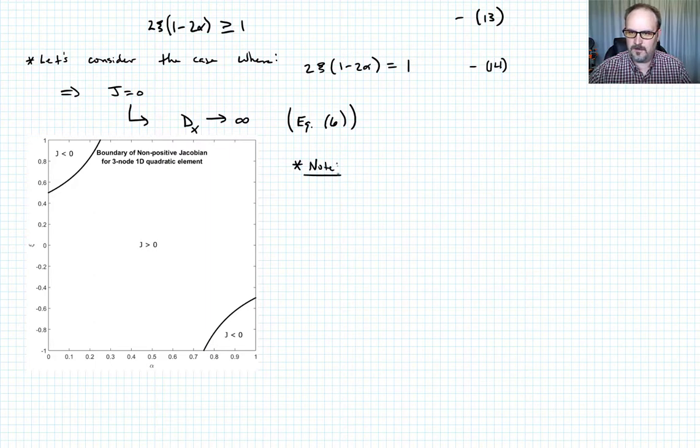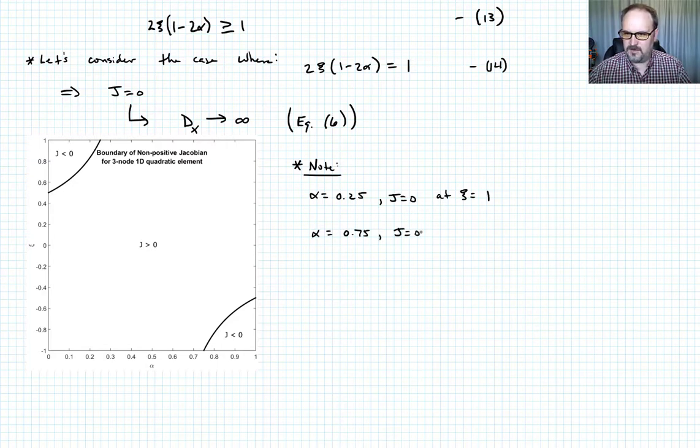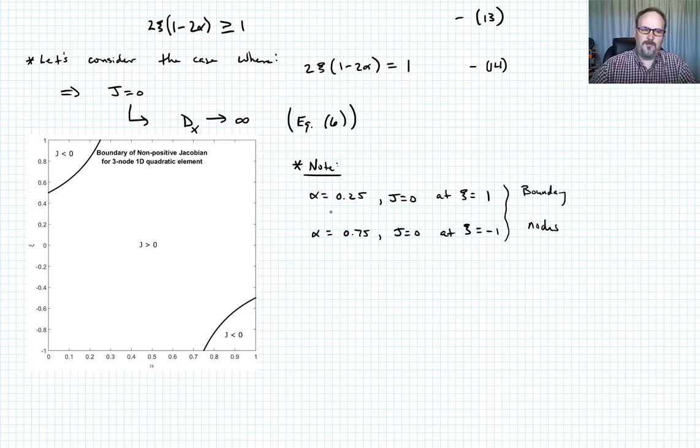Note. Okay, so for alpha equals 0.25, then j equals 0, right? At c equals 1. And for alpha equals 0.75, then j equals 0 at c equals -1, right? And these are the boundary nodes, right? So if that midpoint moves halfway to the other side, then the opposite boundary node has a Jacobian value that's at 0. Okay.